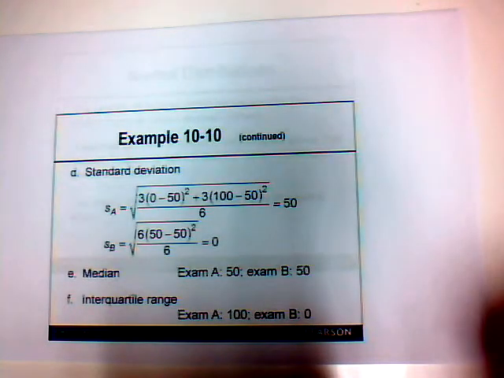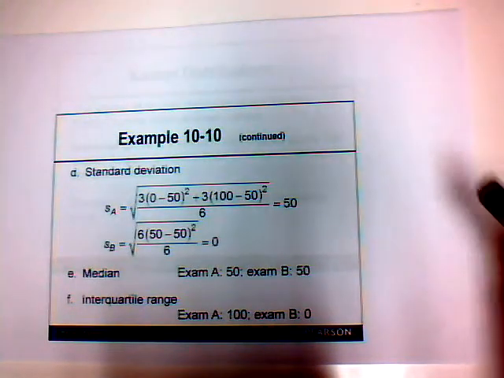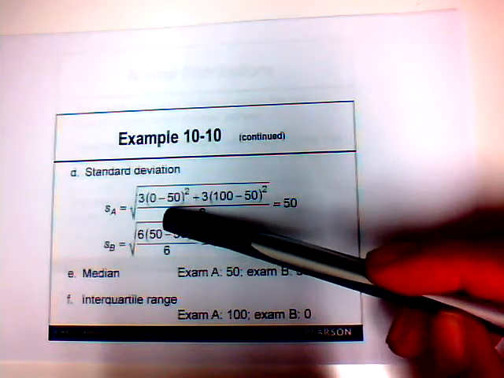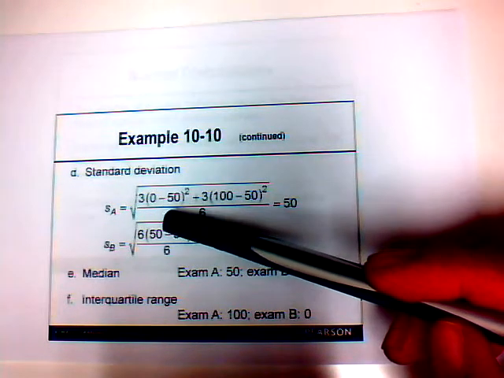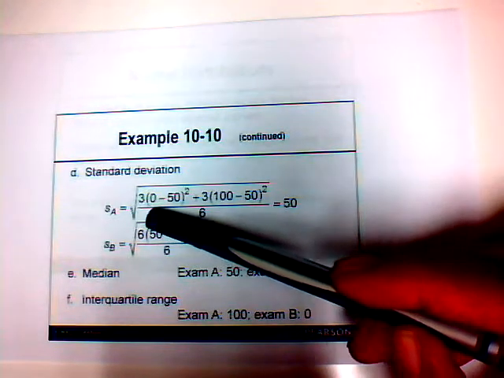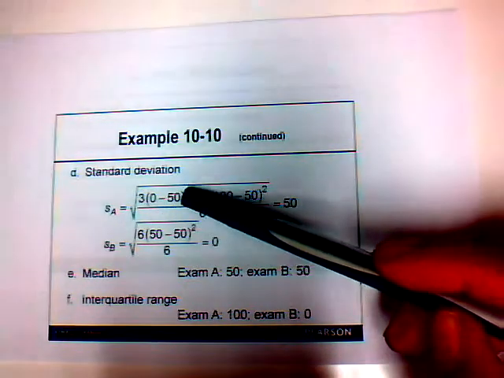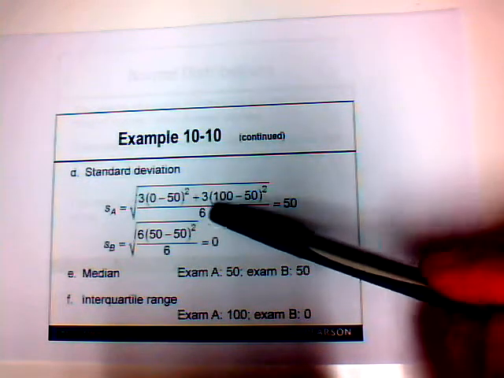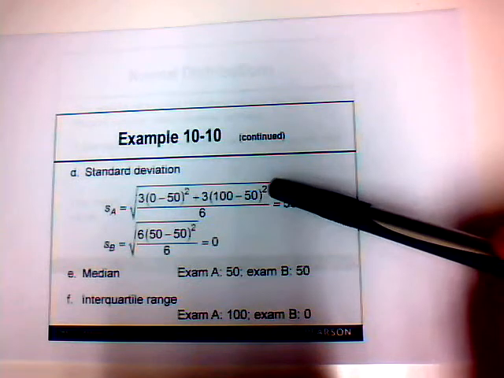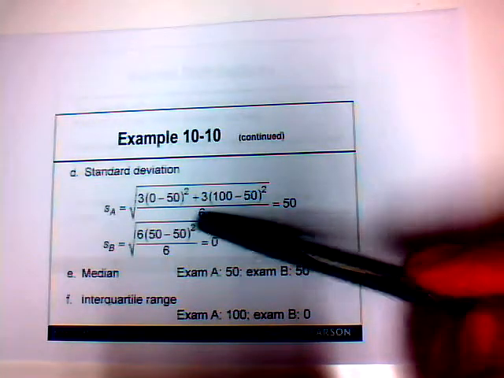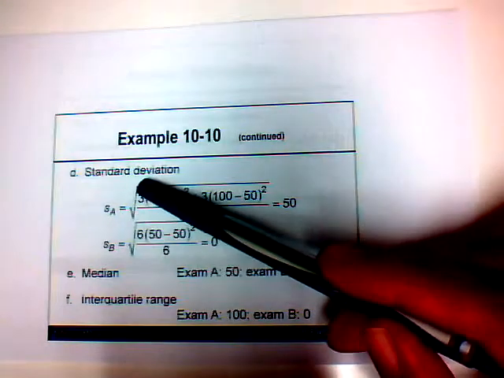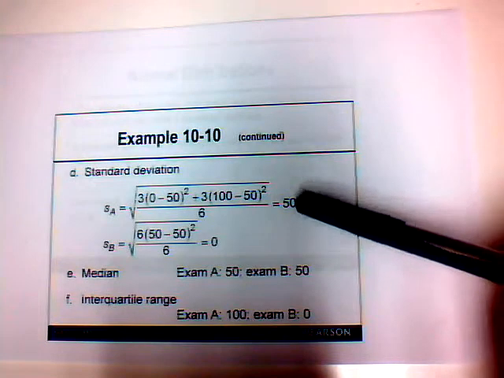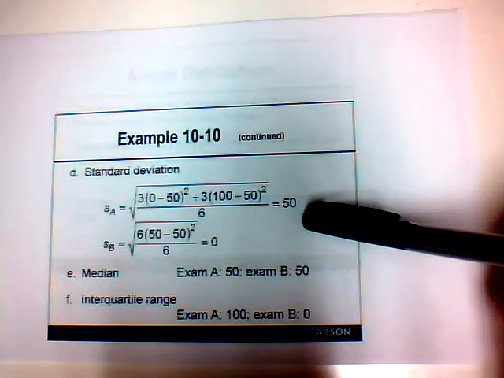But for the standard deviation, the way they did this was they subtracted the mean from each of the individual scores here. So here we have 3 zeros, so they did 3 times (0 minus 50) squared, plus 3 scores of 100, so they did 3 times (100 minus 50) squared. And all that's going to be divided by 6. And that's all underneath the radical, so you'll take the square root of it after you complete all of this to get the standard deviation of 50 for test A.